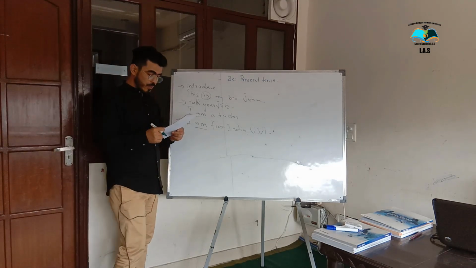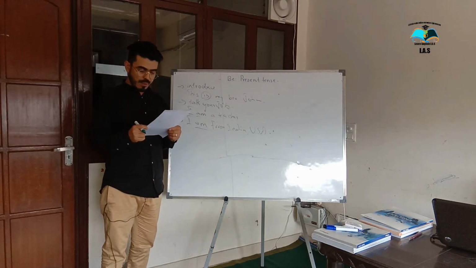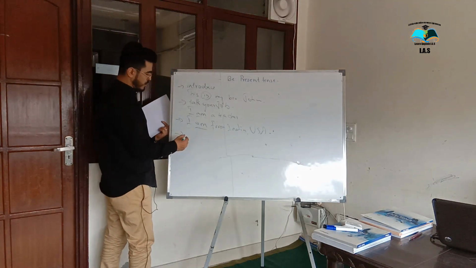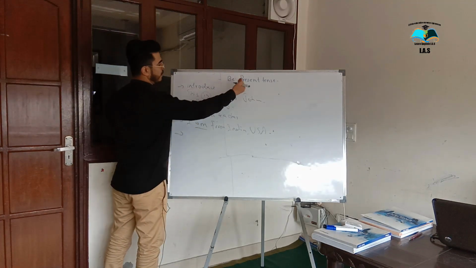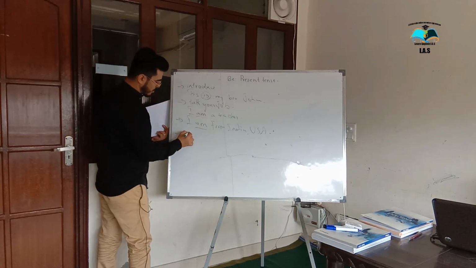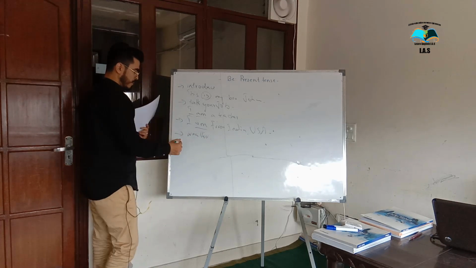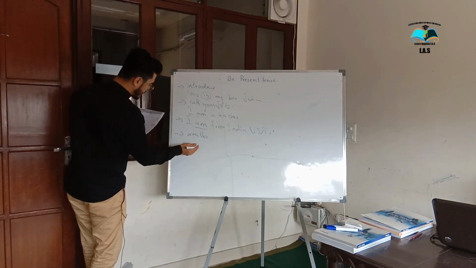The fourth one is we use be when we talk about the weather. Now, the fourth usage is be plus present simple, used to talk about the weather. Now, let's talk about weather a little bit. Okay, what is the example for this weather?